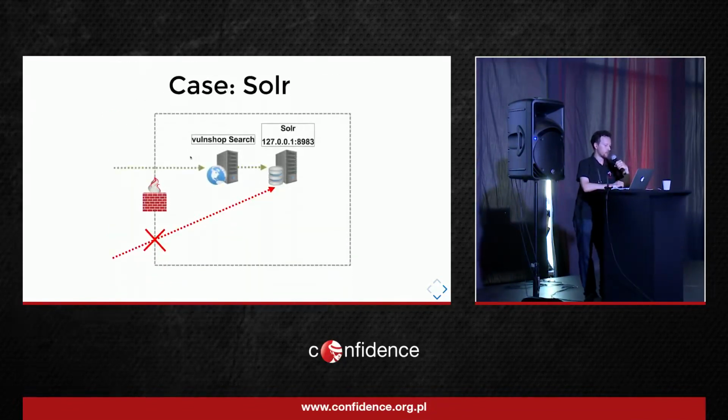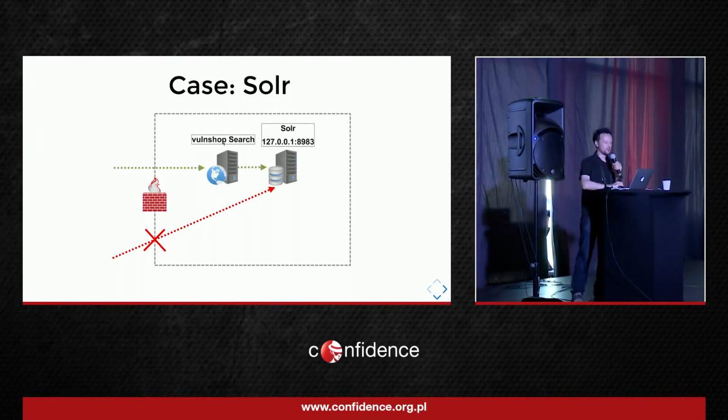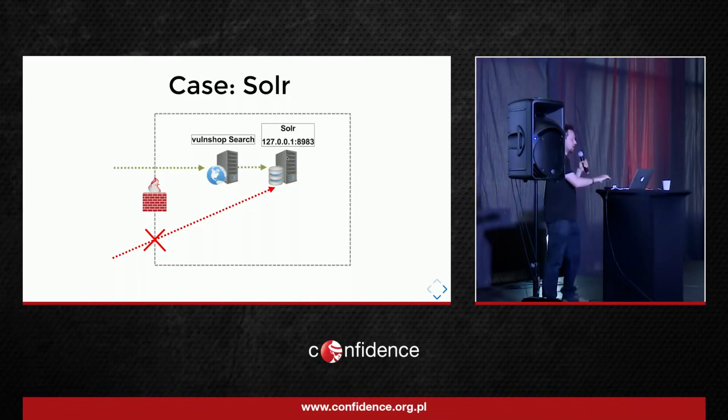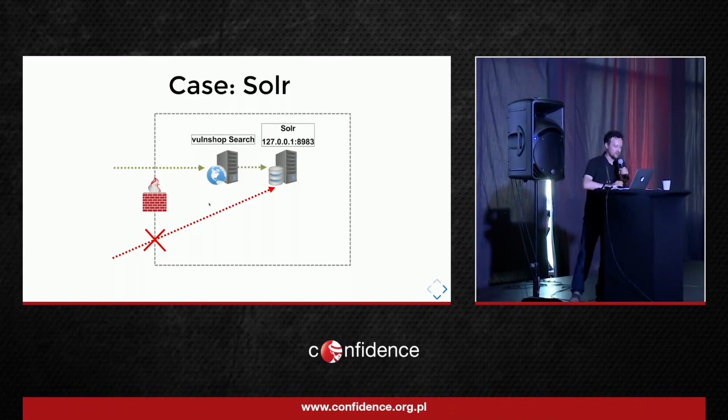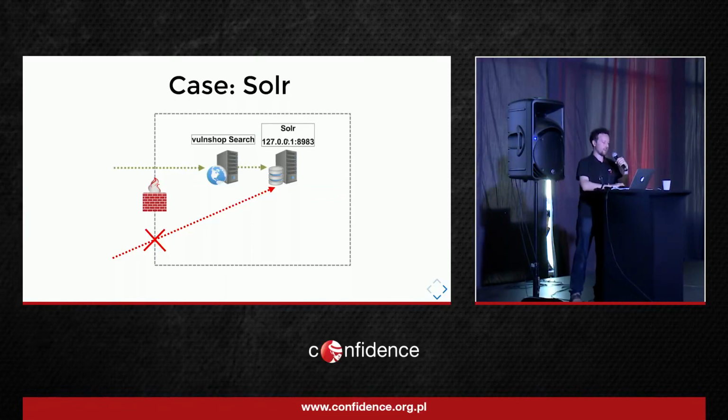So normally it works like this. For example, we have a shop or any other product, and it allows me to search here for something. This request goes to Solr. Solr returns something. This is parsed here and presented to users. Normally, of course, I can't directly access Solr. It listens only on localhost. So let's see the first step of our attack.